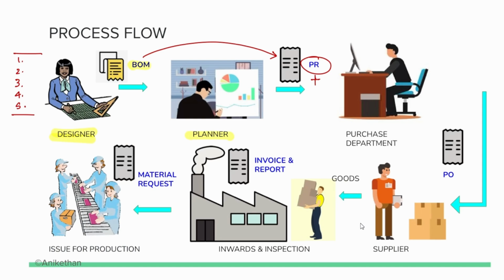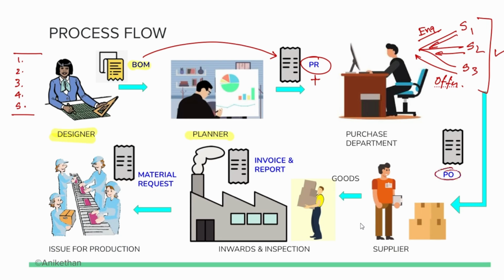The purchase department, after looking at the purchase request, will send enquiries to all the suppliers. Typically, these suppliers are registered with the organization and they will send their quotation. So enquiry has gone to the supplier and offer has come from the supplier. Whoever is the lowest among these suppliers will get something called a purchase order. This goes from the buyer, the purchase department. A purchase order is a contract.